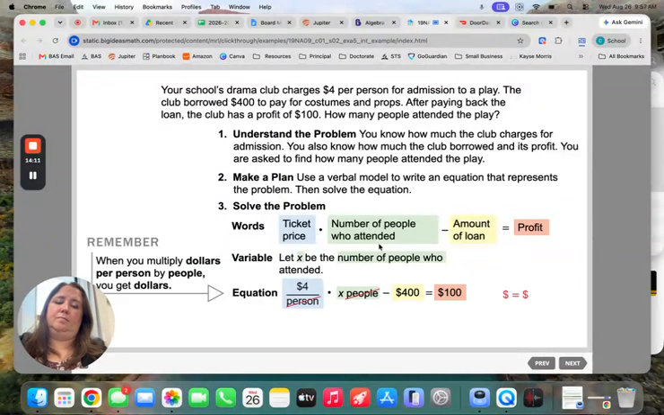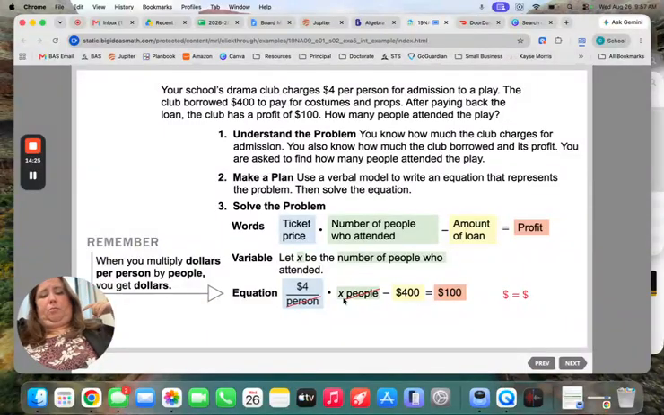So in total, did we make 500? Depends, we're trying to figure out how many people bought tickets. Oh, but like in total, we made $500. Depends how many people we sold tickets to.